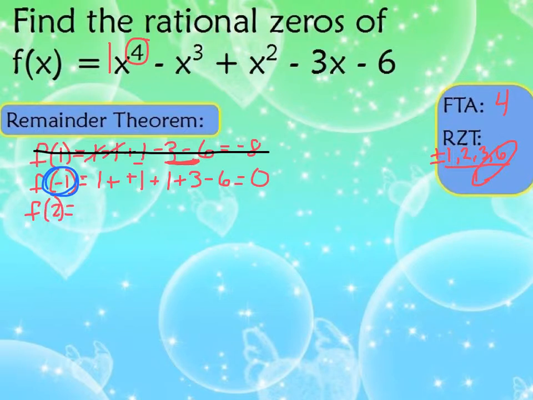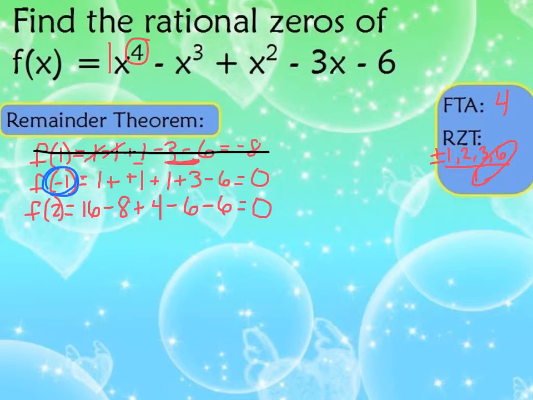2 to the 4th minus 2 to the 3rd times 2 plus 2 squared minus 6. On this one, again, here's 16 and 4. Those are my positives, so that's a +20. I got a -8 and a -6. That's a -14. A -6, that's -20. Got a +20, -20. That ends up being 0.